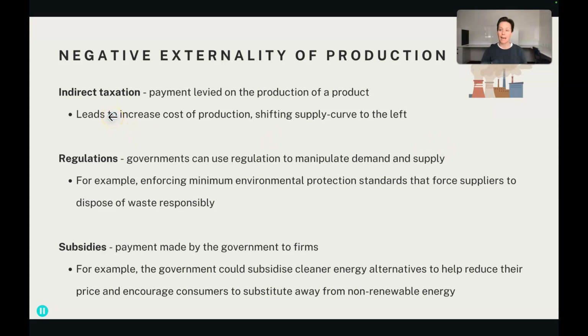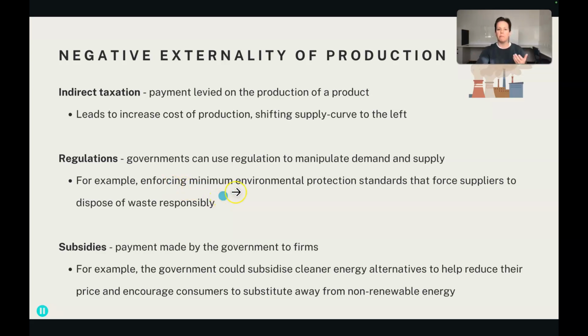So if you think about a carbon tax for a moment, we don't have a carbon tax in Australia, but lots of countries, particularly in the European Union, do. There is an indirect tax associated with the release of CO2, and that is designed to create a cost that businesses need to incorporate into their cost of production when they emit CO2, and that leads to that increase in the cost of production that shifts the supply curve to the left, very similar to what we saw with cigarettes.